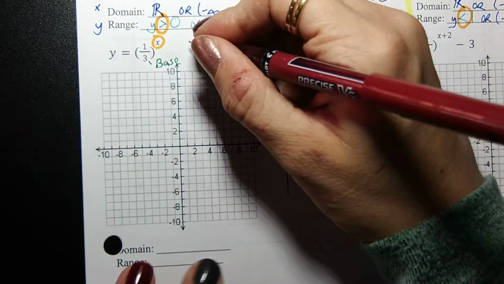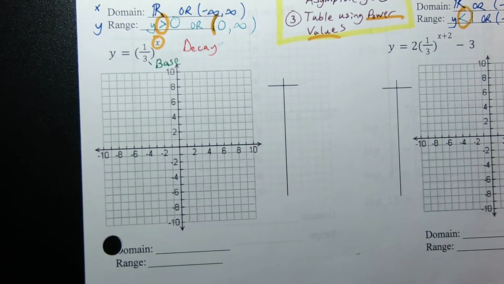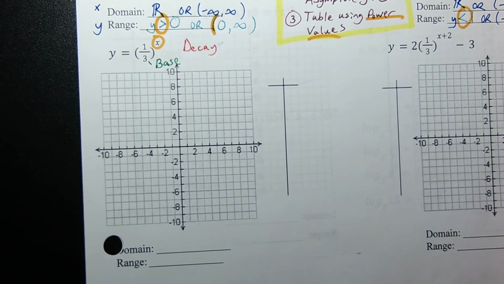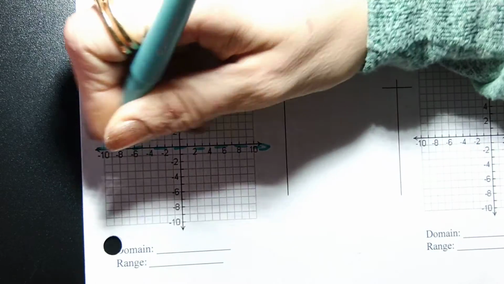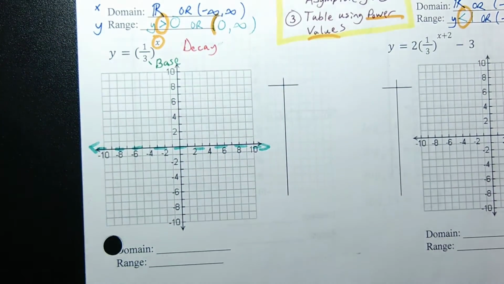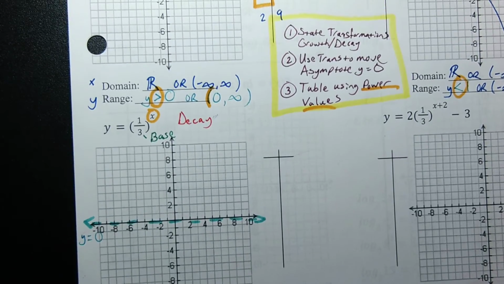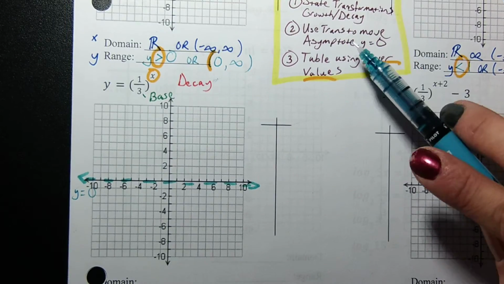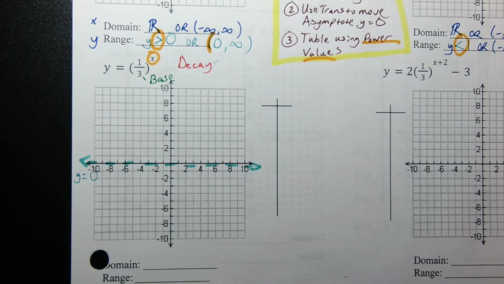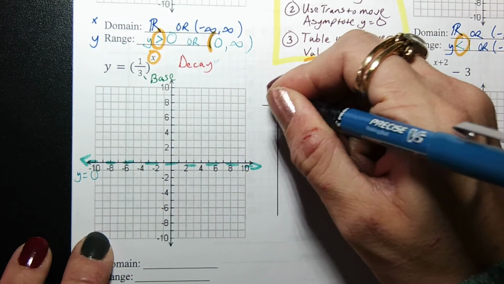So if there are no transformations, where is our horizontal asymptote going to be? Where does that key feature start? 0. So y equals 0. So there's our first 2 steps. State the transformations, growth or decay. Use transformations to move the asymptote. Hooray.